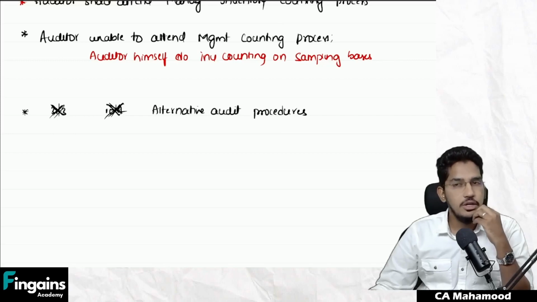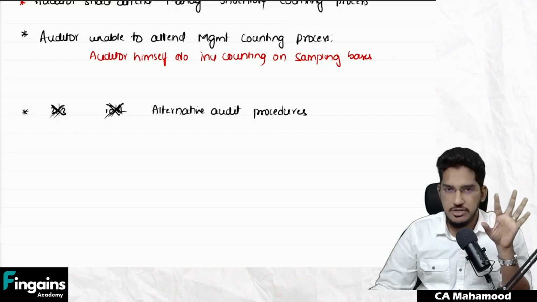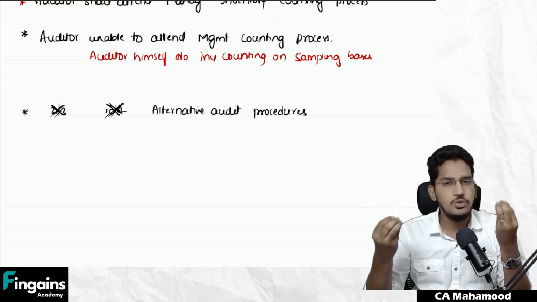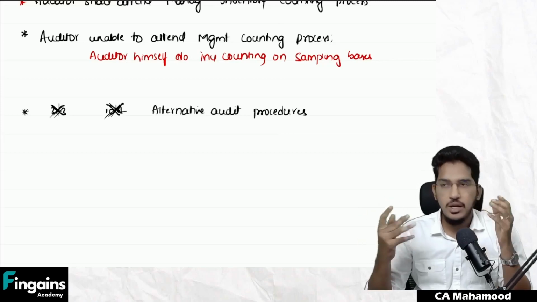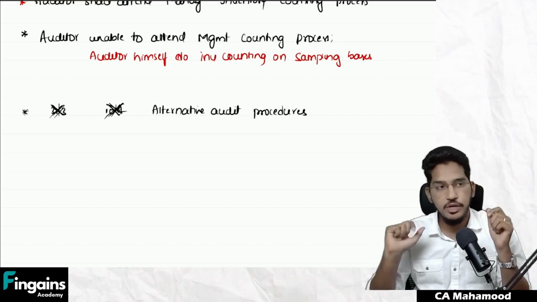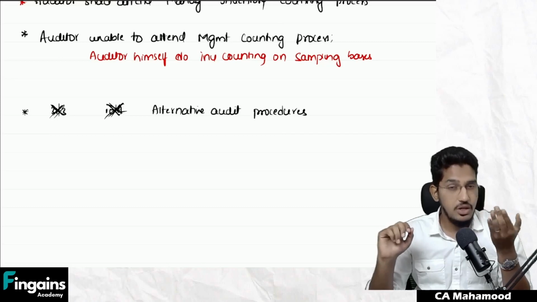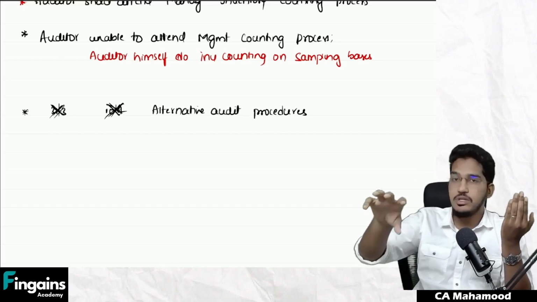Sir, what could be an alternative audit procedure? See, there is no hard and fast rule. This is completely left to the auditor. The auditor should sit and analyze. Like some of you might say, sir, I will do a video call to know whether the stock really exists or not, and to know what the condition of the stock is. I will do a video call, sir. There will be some person who will be there at the warehouse.